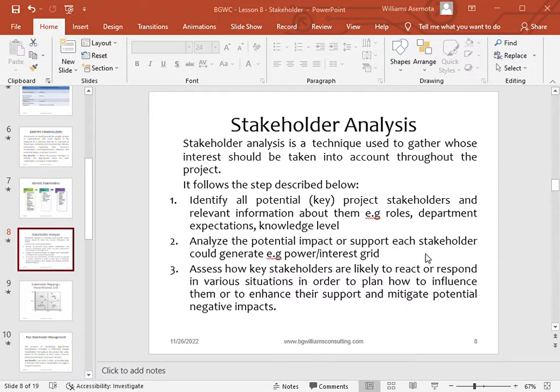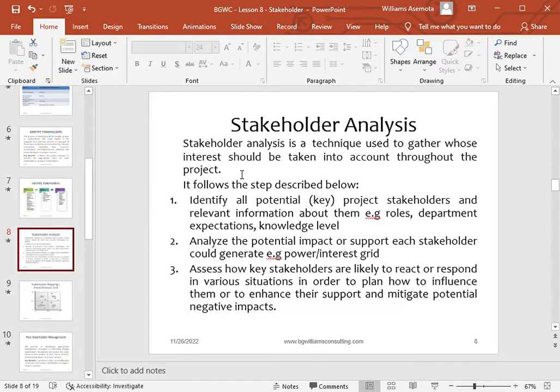That is what stakeholder analysis is. Stakeholder analysis is a technique that is used to gather all the stakeholders to find out their interests throughout the project. So how do we analyze our stakeholders?